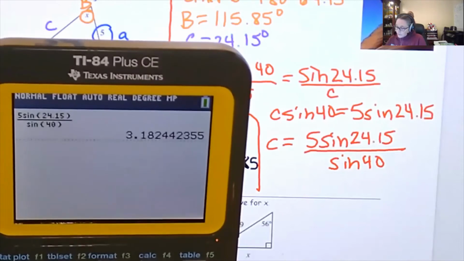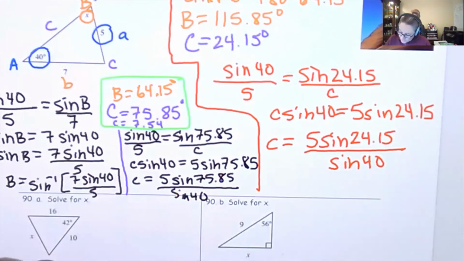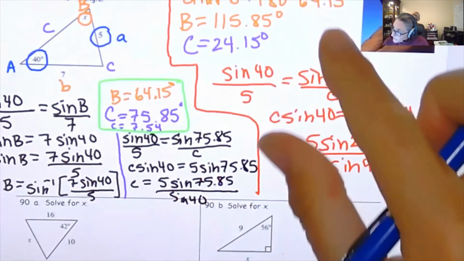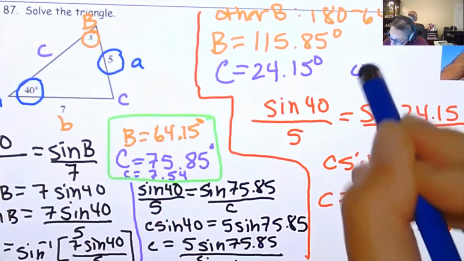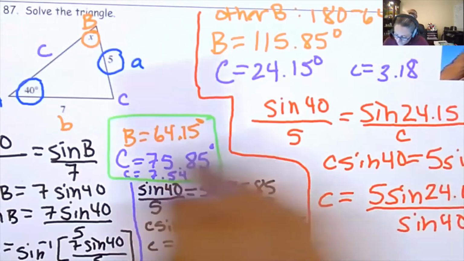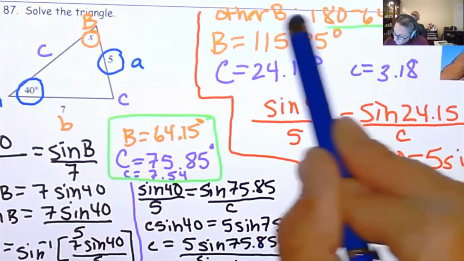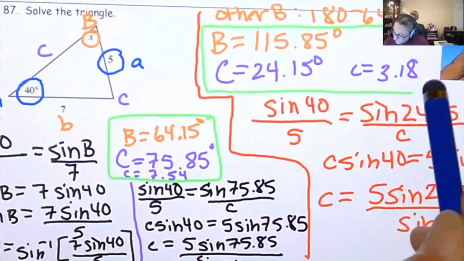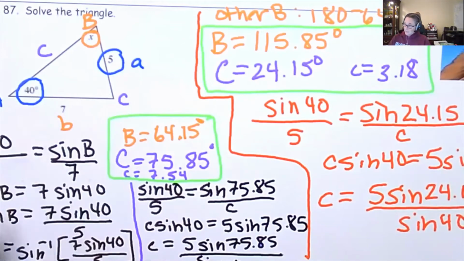And I end up with 3.18. So little c, okay, so here's big C. My little c is going to be 3.18. So these are the values for the other triangle. And again, this is when you have side angle.